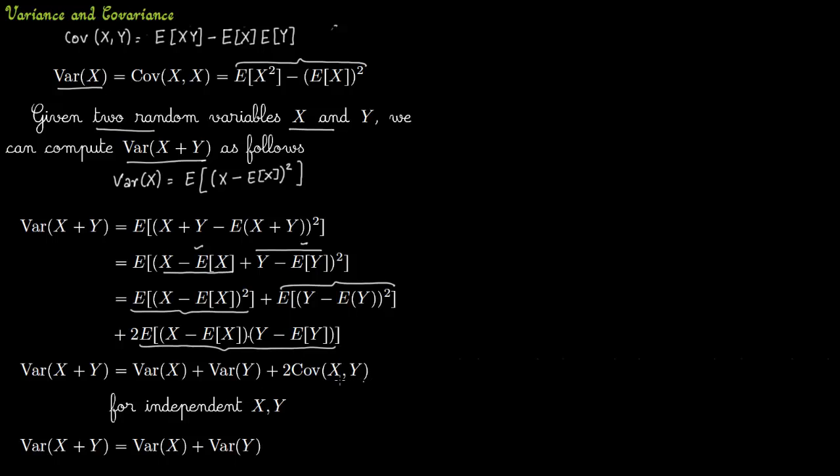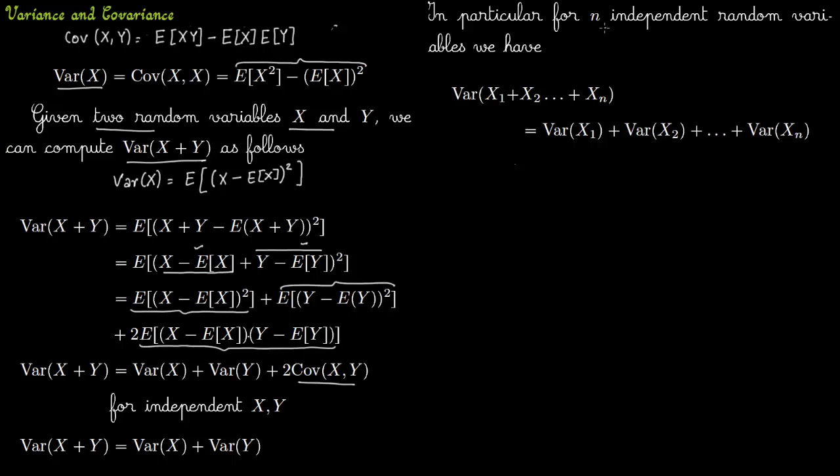Now if x and y are independent, then you know that covariance is 0. So if x and y are independent, this covariance would become 0. So you get variance of x plus y is equal to variance of x plus variance of y for independent x and y. So in particular, if you have n independent random variables, then variance of x1 plus x2 plus x3 all the way to xn is nothing but variance of x1 plus variance of x2 all the way to variance of xn. So let us see an example.